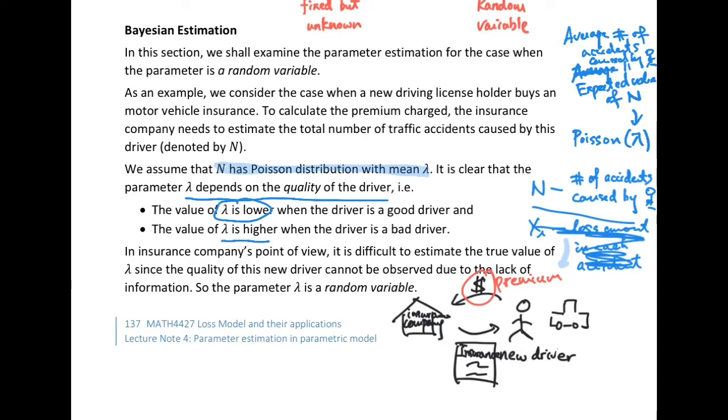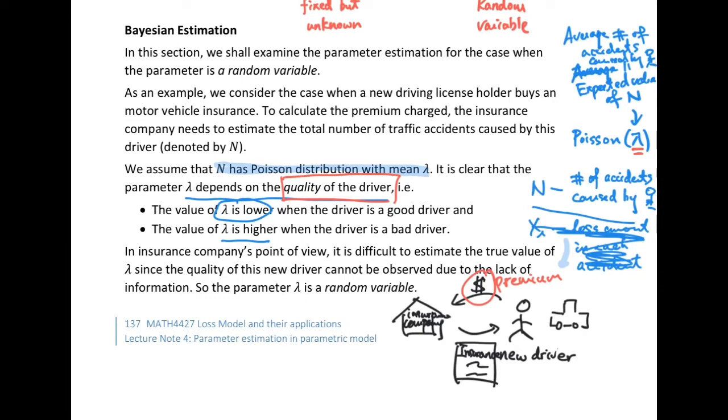Okay, and then of course, in order to predict the true distribution of N, the company needs to examine what the value of this lambda is. That means they need to know the quality of the driver, whether this driver is a good driver or a kind of troublemaker. Now, in order to get this, what the insurance company can do is look at the track record of this driver, right? In particular, they will look at the driving experience of this driver and see how many accidents this driver caused in the past few years.